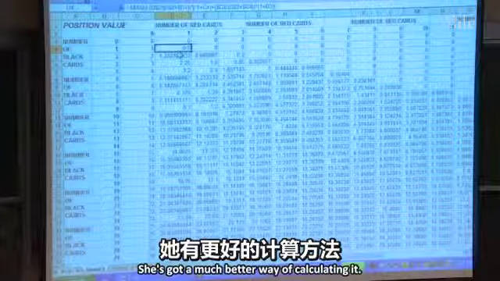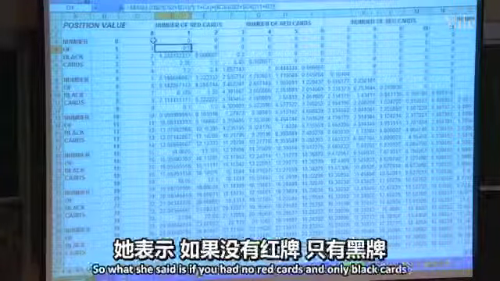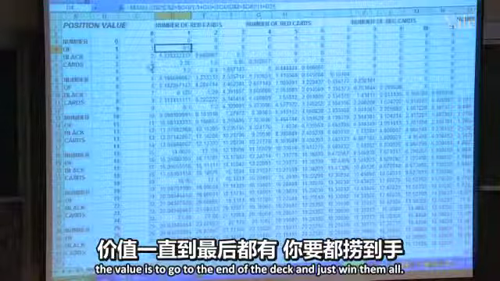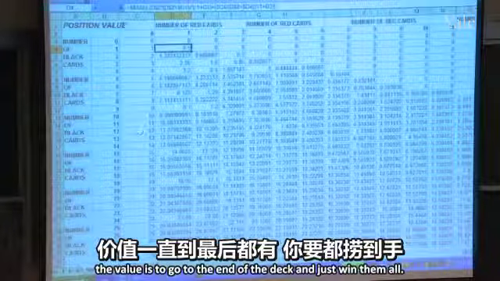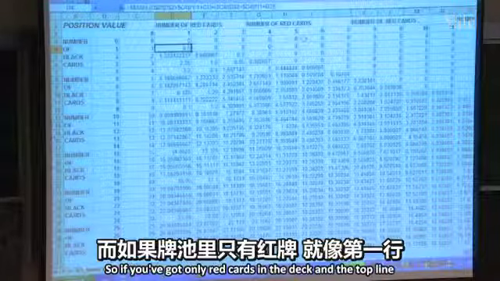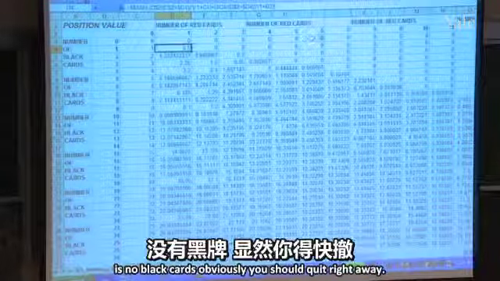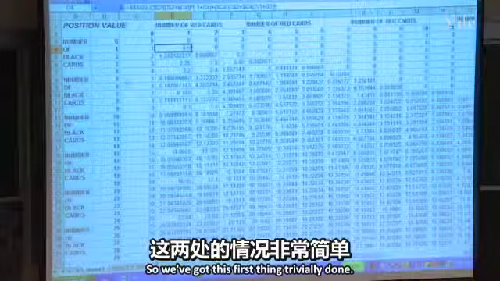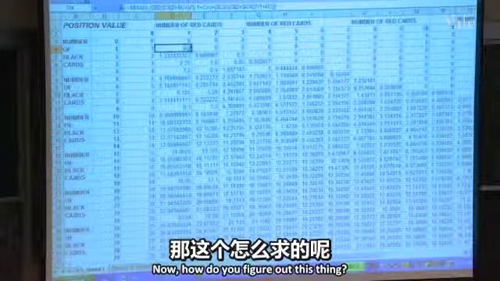She's got a much better way of calculating it. What she said is, if you had no red cards and only black cards, the value is to go to the end of the deck and just win them all. If you've got only red cards in the deck and the top line is no black cards, obviously you should quit right away. So we've got this first part trivially done.